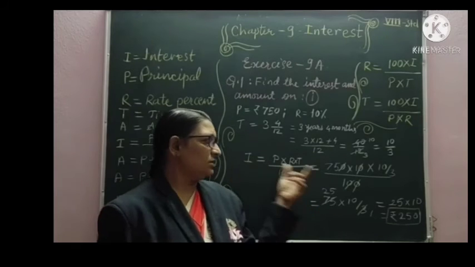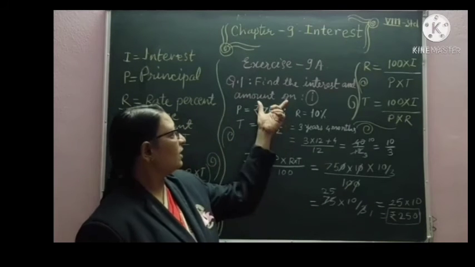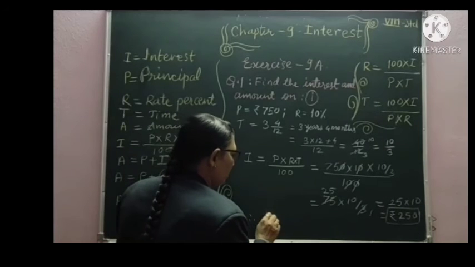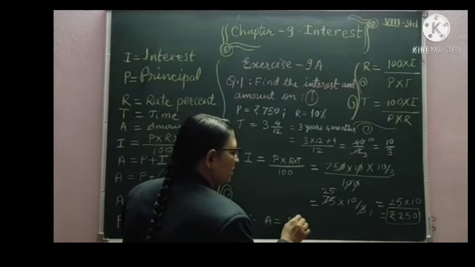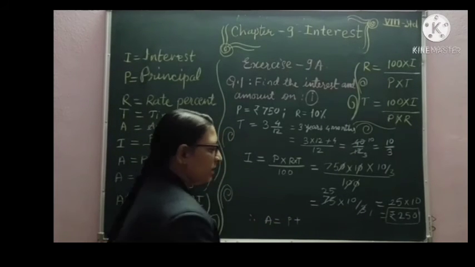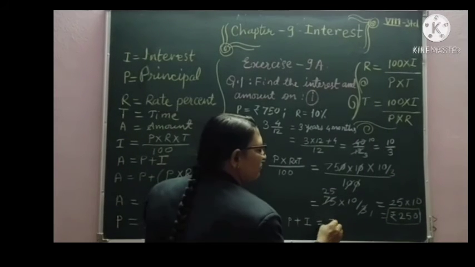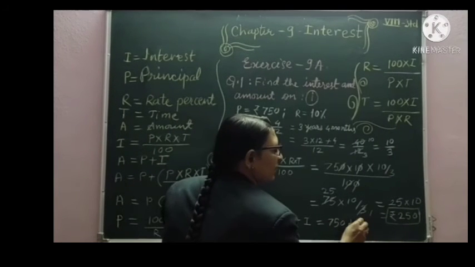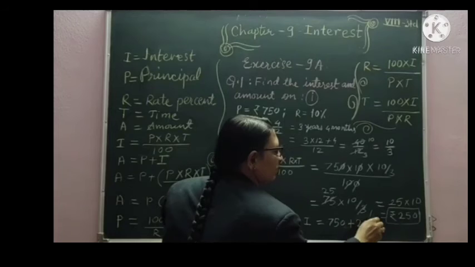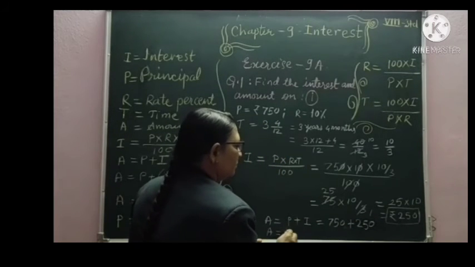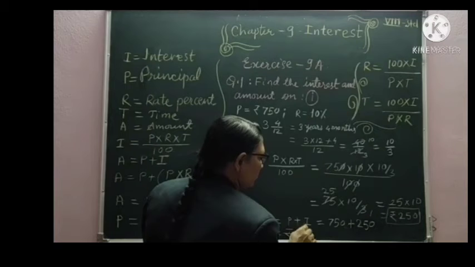So interest is 250. We have to calculate amount also. So therefore amount is equal to principal plus interest. Principal is 750 plus interest we calculated, 250. Therefore amount is equal to rupees 1000.